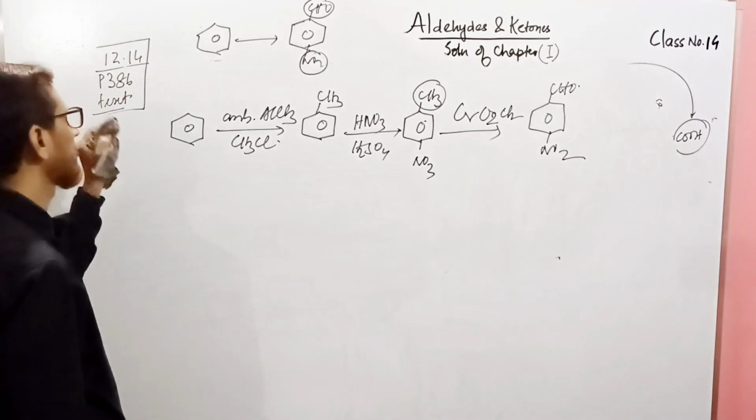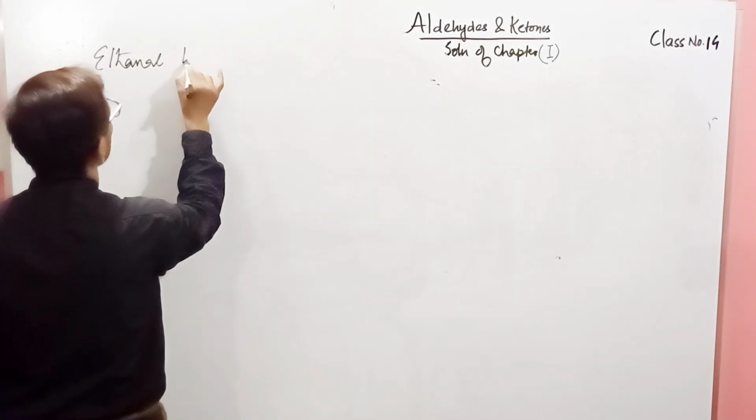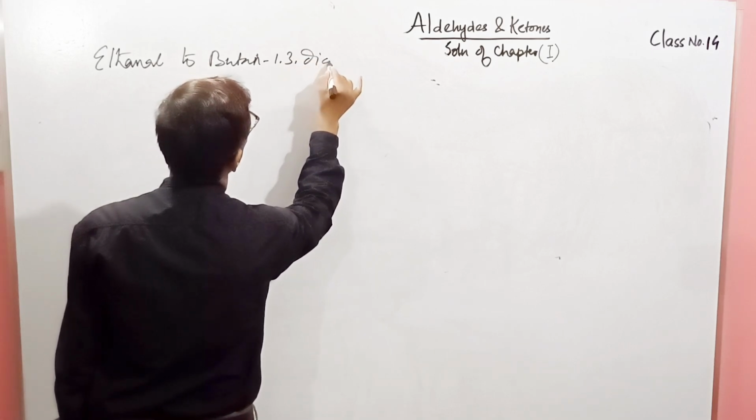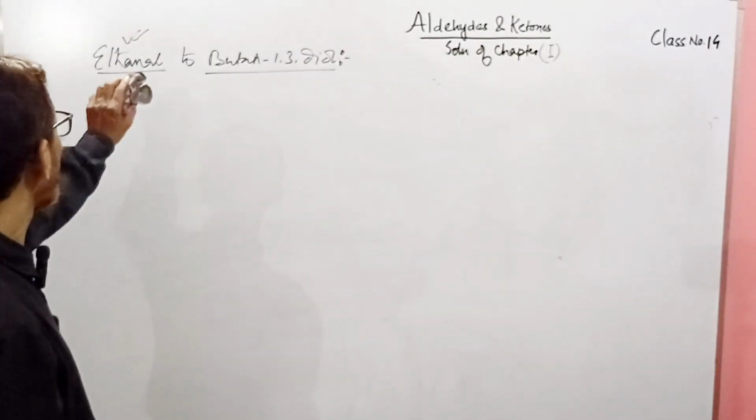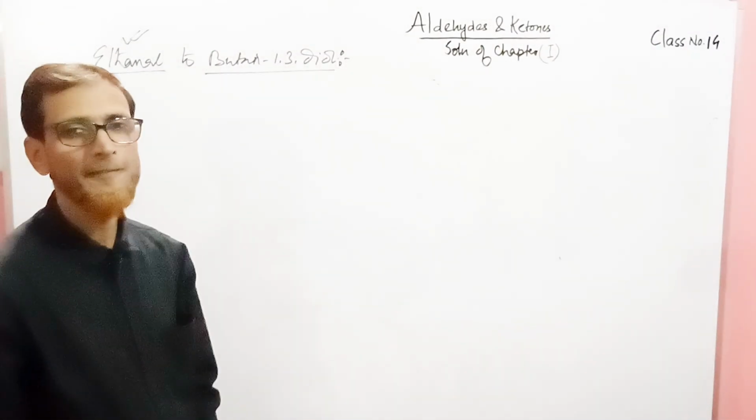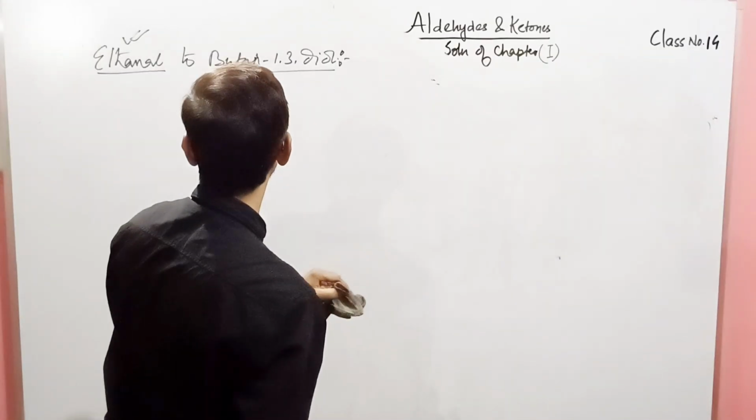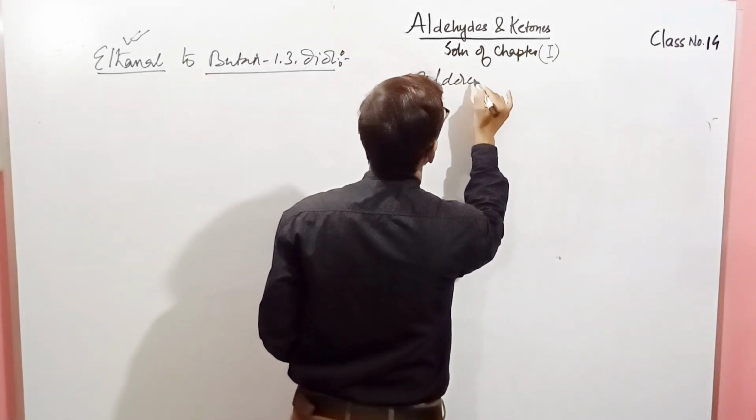Page 386 of your text. Benzene, out of benzene, butane 1,3 diol. Mind that whenever your starting material is ethanal, you should think of the chapter aldehyde and ketone. And from aldehyde and ketone, ethanal means there are 2 carbons, and butane 1,3 diol means you are getting 4 carbons. So to extend the chain, it is only possible in aldol condensation.